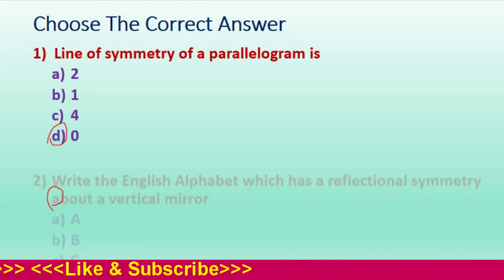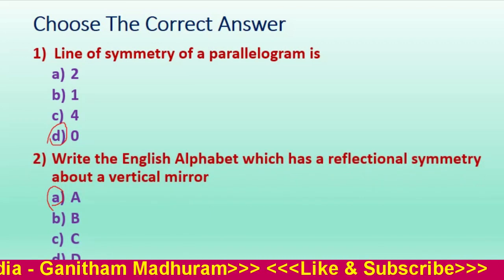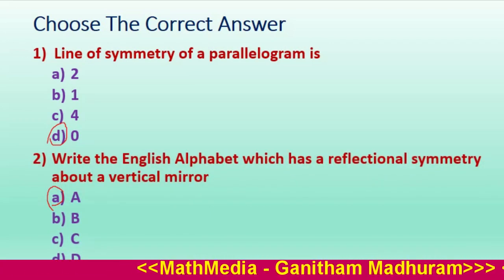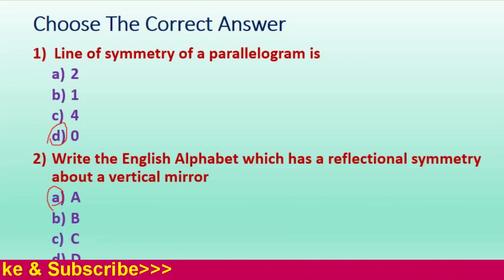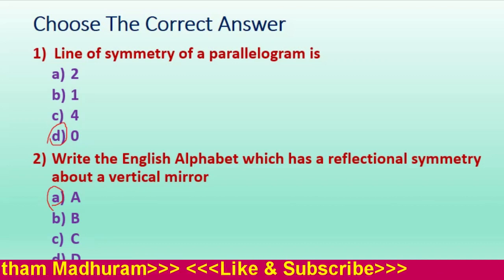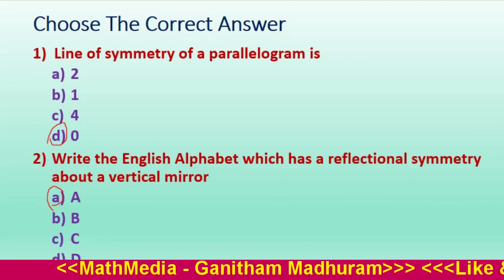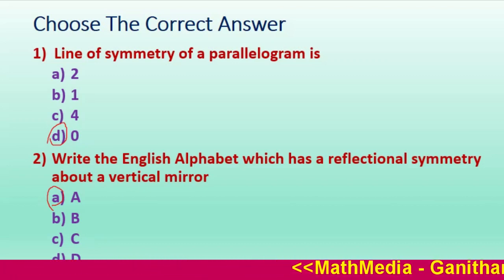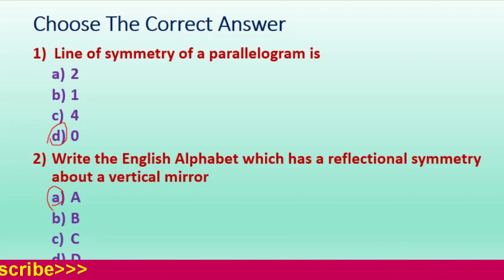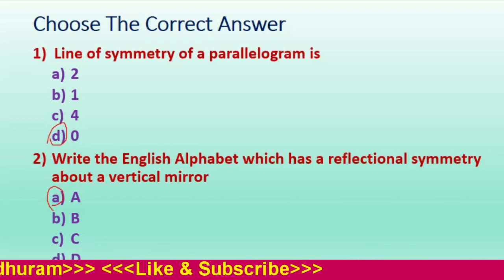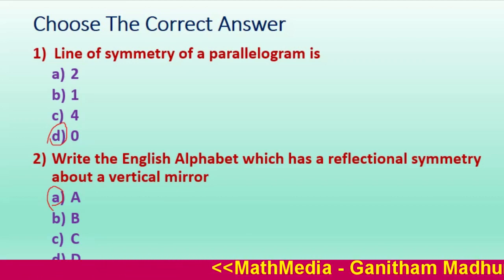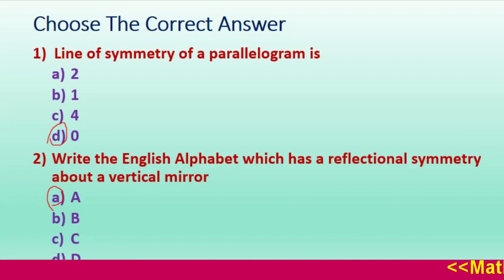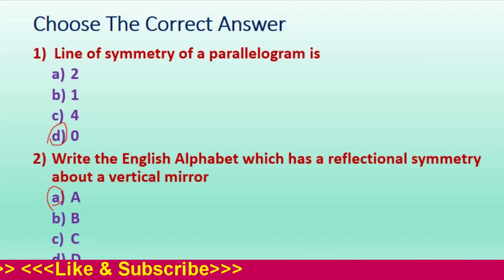Next question. Write the English alphabet which has reflectional symmetry about a vertical mirror. You can see that option A has the reflectional symmetry with the vertical mirror. B is not having reflectional symmetry with the vertical mirror. C is also not having and D is also not having. Now we move to the next question.